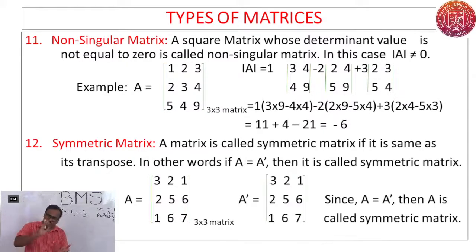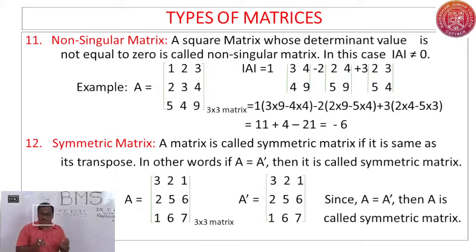Matrix A has the first row 3, 2, 1, second row 2, 5, 6, third row 1, 6, 7. And after transpose, you find the same elements in the same rows: first row 3, 2, 1, second row 2, 5, 6, and third row 1, 6, 7. So when A is equal to A dash or A transpose, it is called a symmetric matrix.